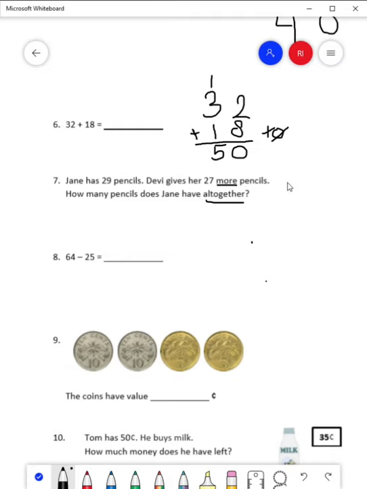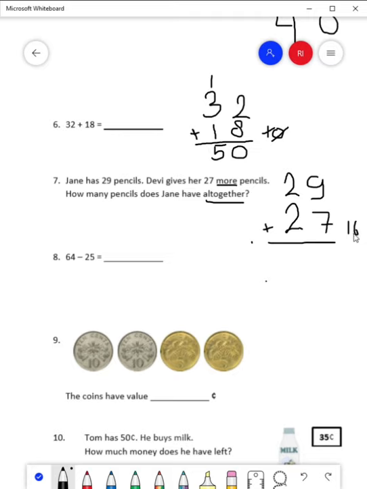29 pencils. 29 plus 27. Okay, 29 plus 27 now. We add the ones first. 9 plus 7 equals 16. We write 16 here, a small 16.